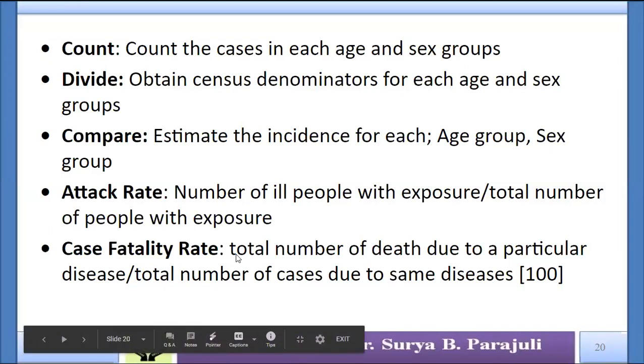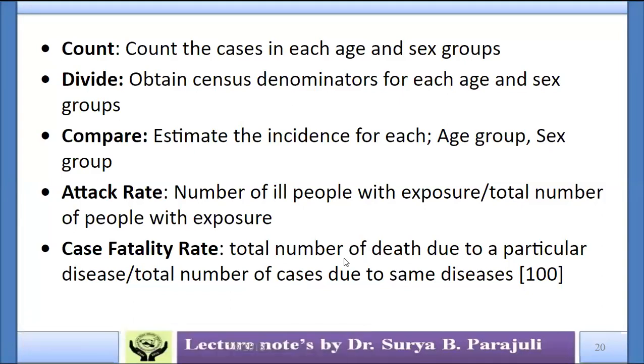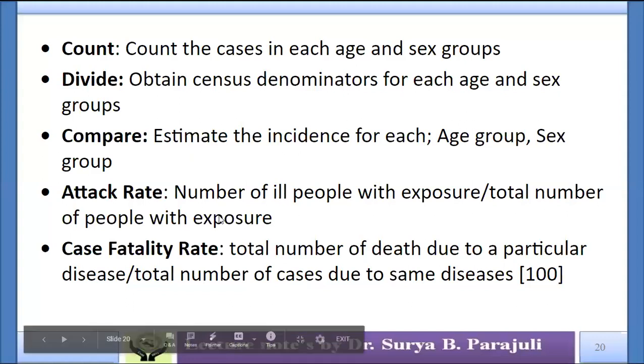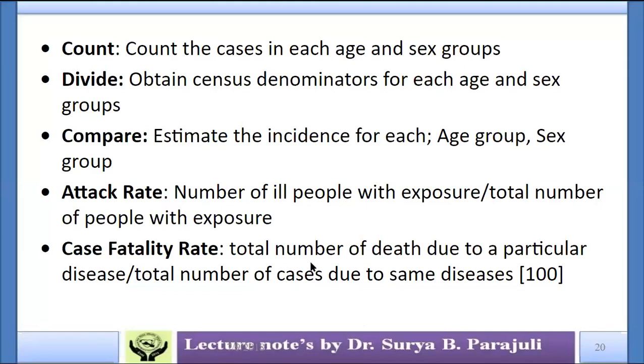Okay. Case fatality rate means the total number of deaths due to a particular disease divided by the total number of cases due to the same disease, times 100. Then it is called case fatality rate. It's called the killing power of the disease. It's called fatality, but it also reflects the virulence of the disease. So what is the fatality of the disease? COVID-19 is around 2%. Okay, fatality.